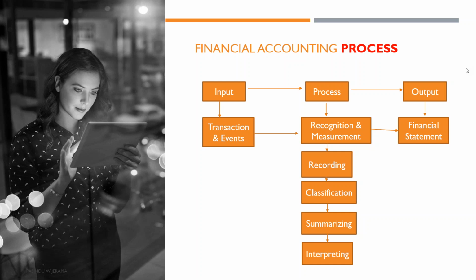The financial accounting process has 5 main functions, right? According to your teacher's guide, they are recognition and measurement, recording, classification, summarization, and interpretation. What was the first function in accounting? Recognition and measurement. Let me give you a small example. What is recognition and measurement?